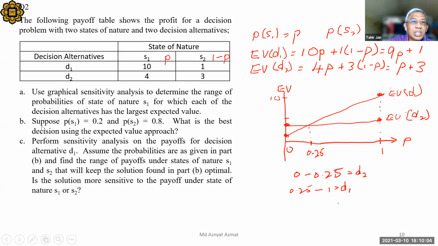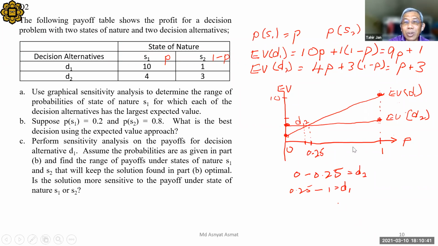Now the next thing: suppose P of strong demand is 0.2. Of course, if 0.2, the other one must be 0.8. What's the best decision? If 0.2 is somewhere here, what's your best decision? D2. As simple as that. But unfortunately, many students got confused in the past on this one.